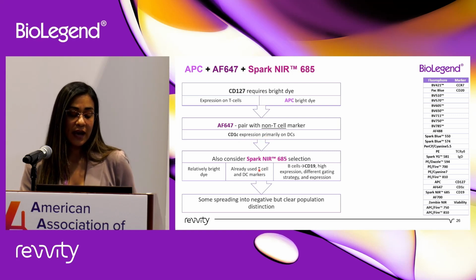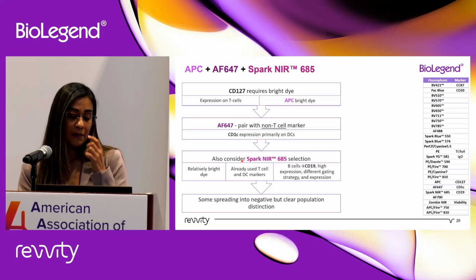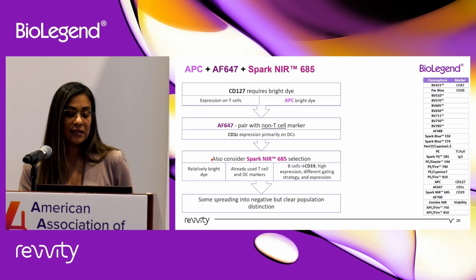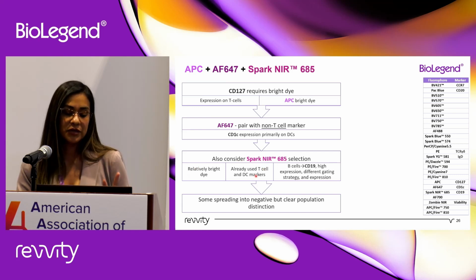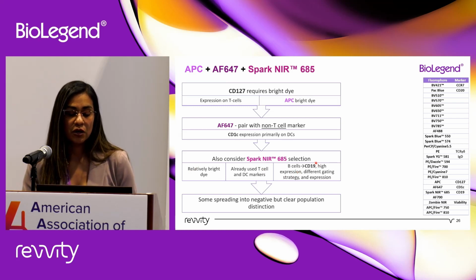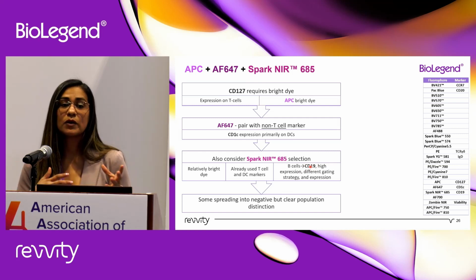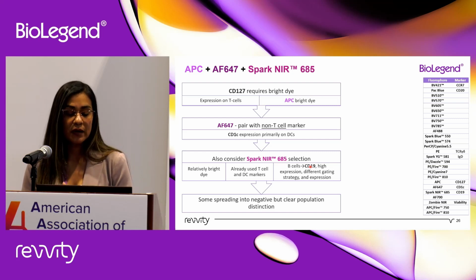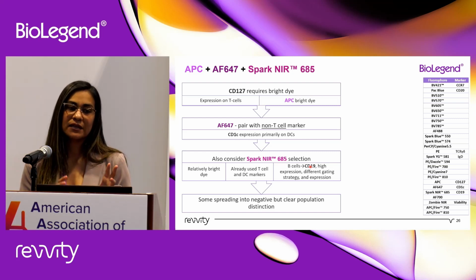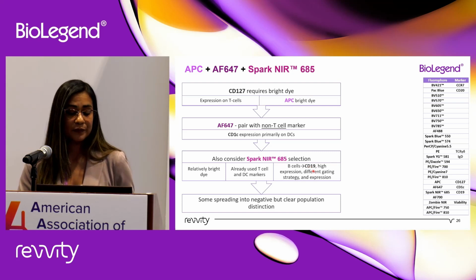And finally, we have to consider also how we assign the Spark NIR 685. This is a relatively bright dye, and since we have already used T cells and dendritic cells, here a marker for B cells would be a good option. And we have the option of CD19. I know that CD19 has a high expression, and here we are assigning a bright dye. So we are breaking that rule that I told you before, but we are considering other aspects as the gating strategy and what is the reagent availability that we have for this panel.